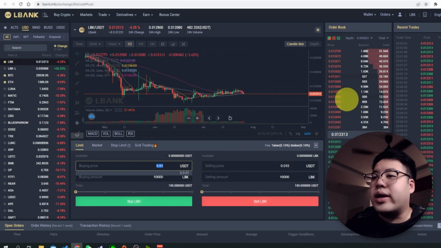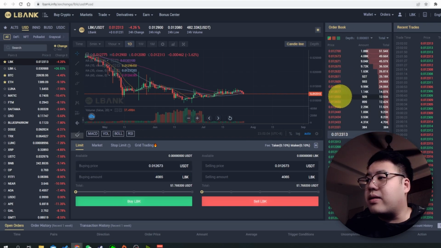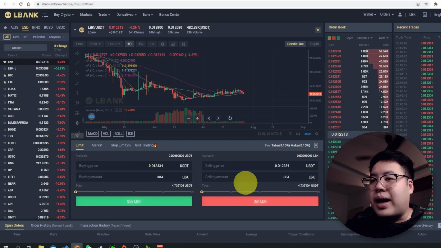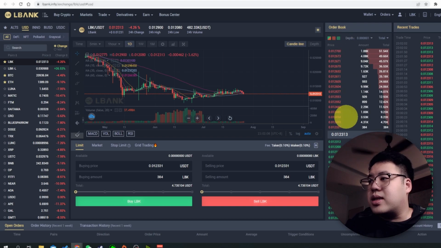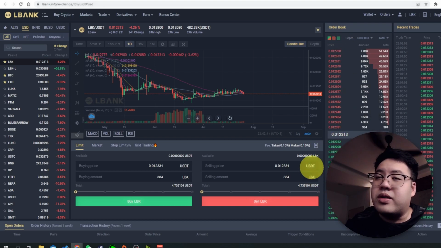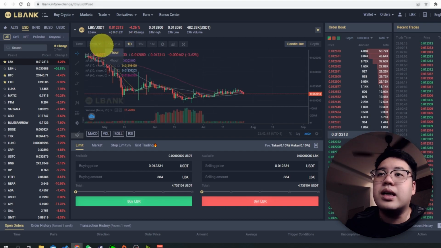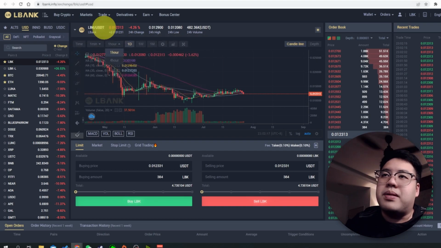Of course, if you want to make a quick buy, you can always click around here to just buy directly from them. So this is the seller and this is the buyer. It's easier to say. Okay, of course, here is monthly, weekly, daily, hourly, minutes charts. There are plenty of them.